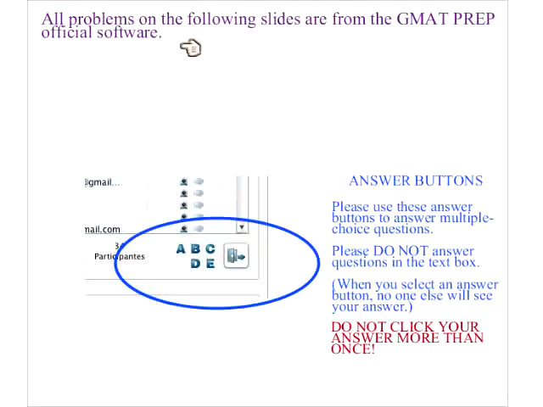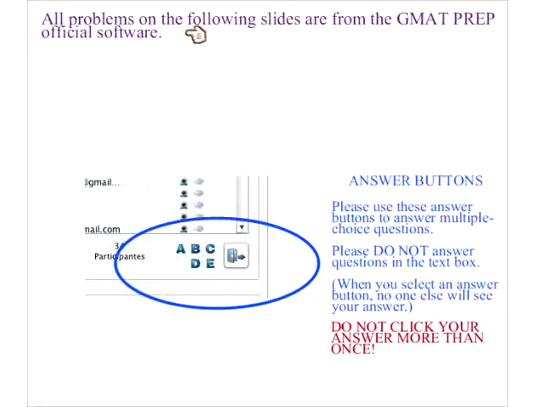Okay. The problems from today are all going to be from the GMAT Prep software. They're all from the original version of GMAT Prep, not the version that came out 3 weeks ago.